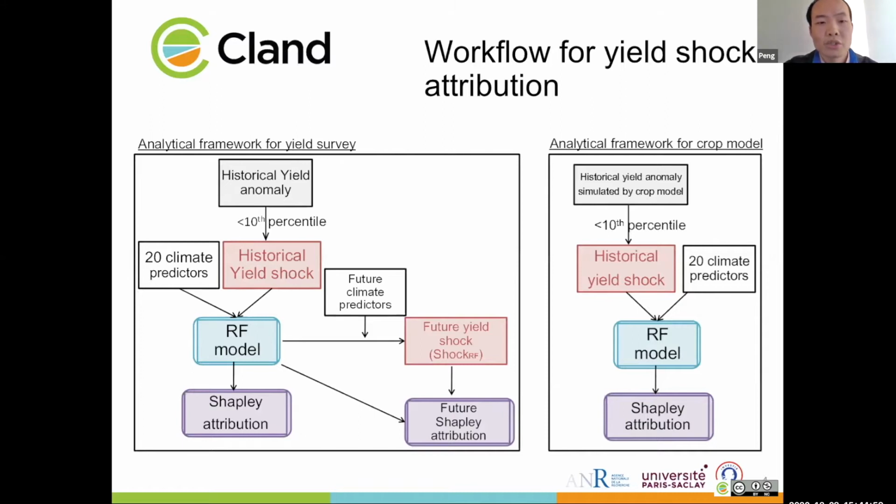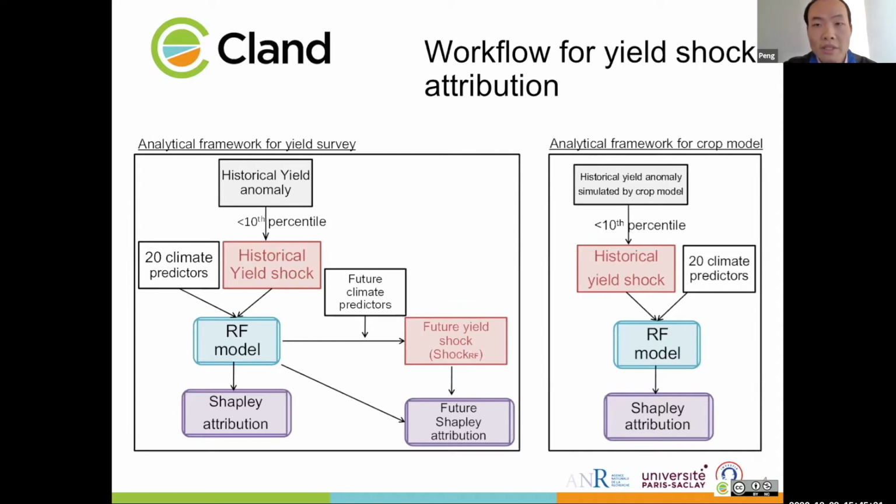This figure shows our study's framework. The left box is based on the yield shock analysis with the subnational yield survey data, and the right box is based on the same time period, with yield data from the crop simulation. So we can evaluate whether the current crop models give results consistent with the yield survey data.